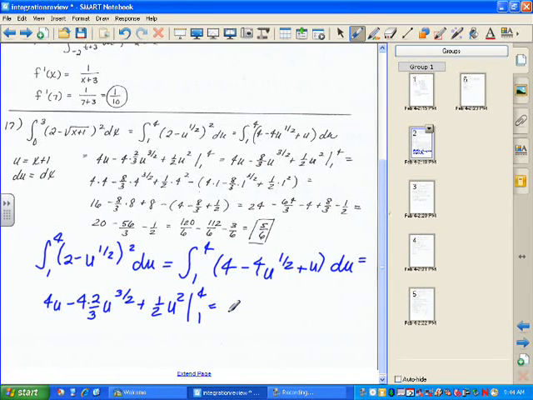Plus half times 4 squared, right? And then I got to put the 1's in. 4 times 1 minus 8 thirds times 1 to the 3 halves plus 1 half times 1 squared.